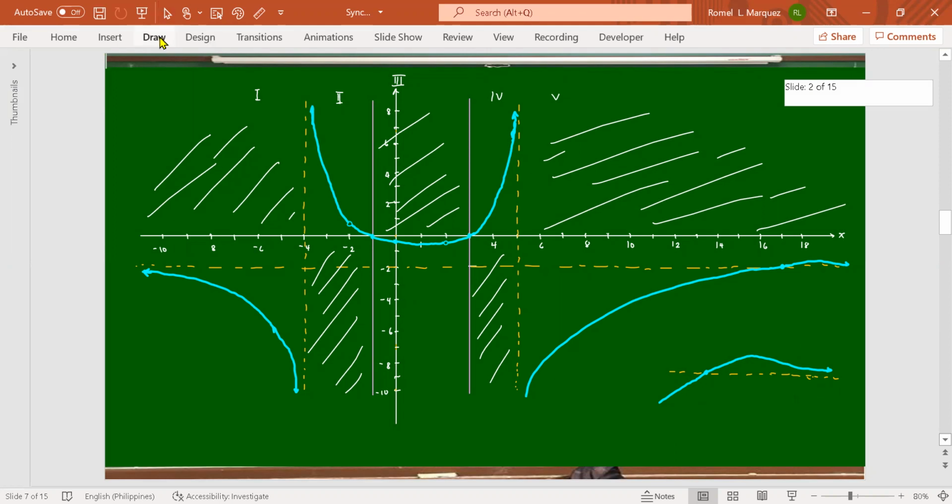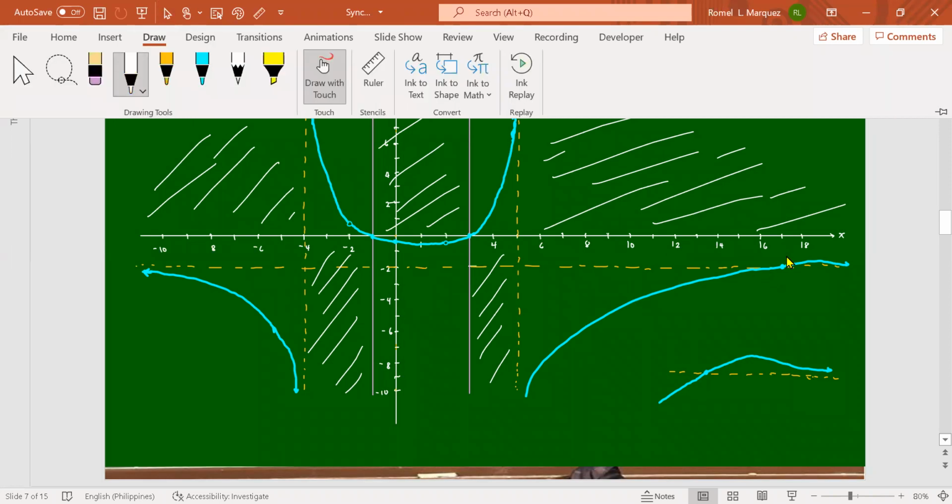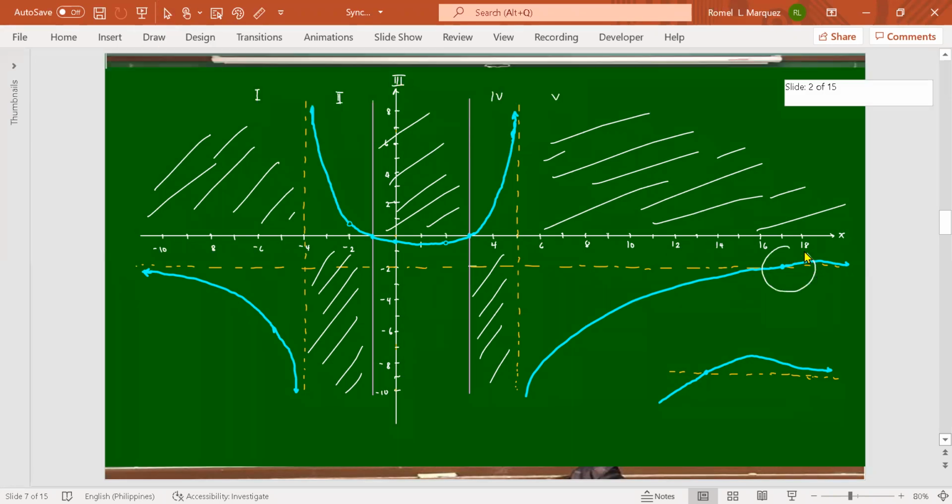Am I clear with this, guys? Minagnify ko lang to ha. Ito yung magnified niya. Is that clear, children? So, any question with this, children?